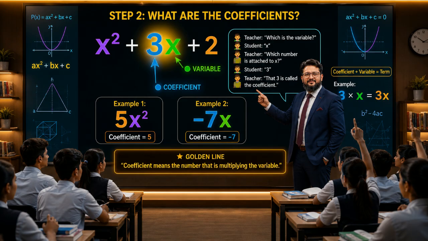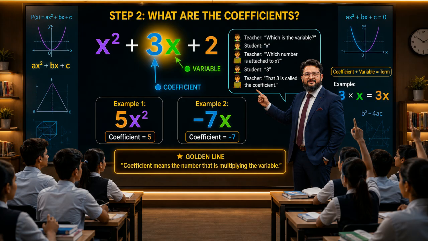Now look at the example 1, 5x square. Here 5 is multiplying x square, so the coefficient is 5. Now look at example 2, minus 7x. Here minus 7 is multiplying x, so the coefficient is minus 7. Coefficient means the number that is multiplying the variable. Students, whenever you see a number attached to a variable, that number is called coefficient.